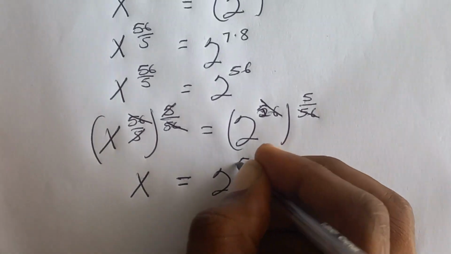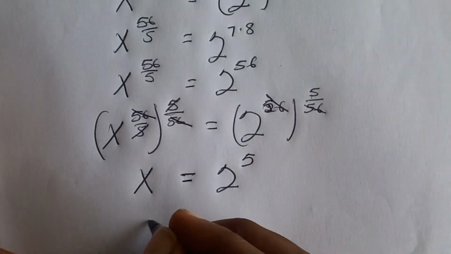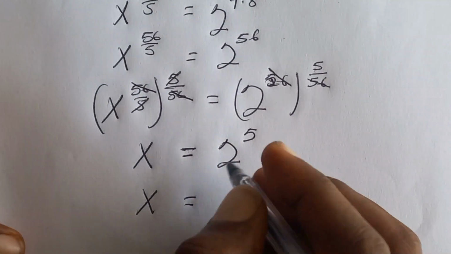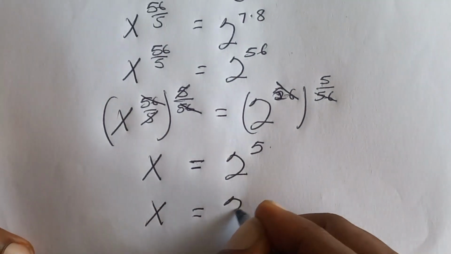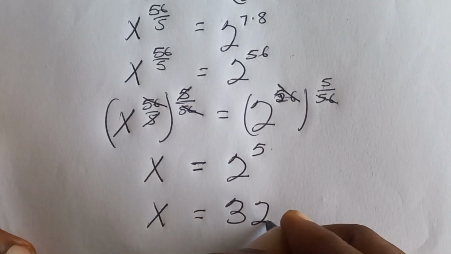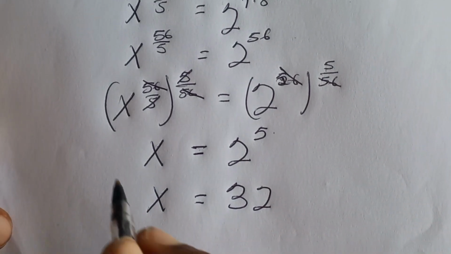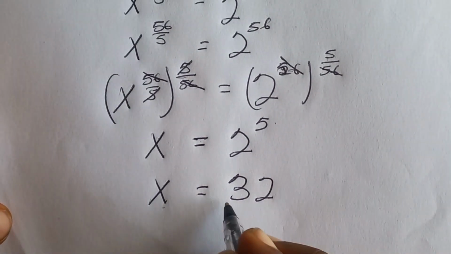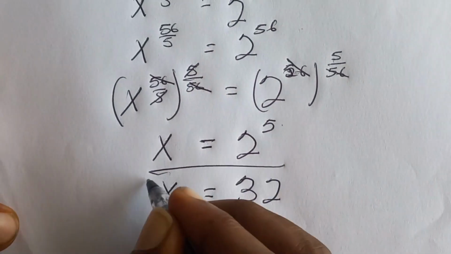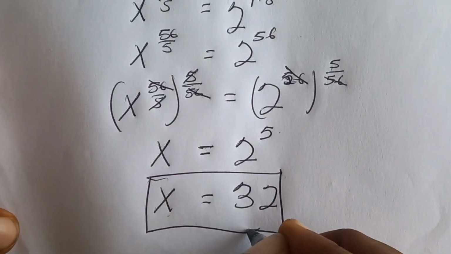so it's going to be 2 exponent 5. So our x is equal to 2 exponent 5, you know that is 32. So our x is equal to 32. So our solution for this equation is x is equal to 32. So 32 is our final answer.